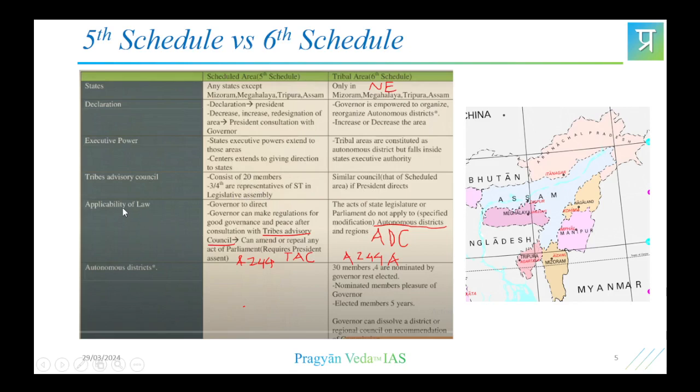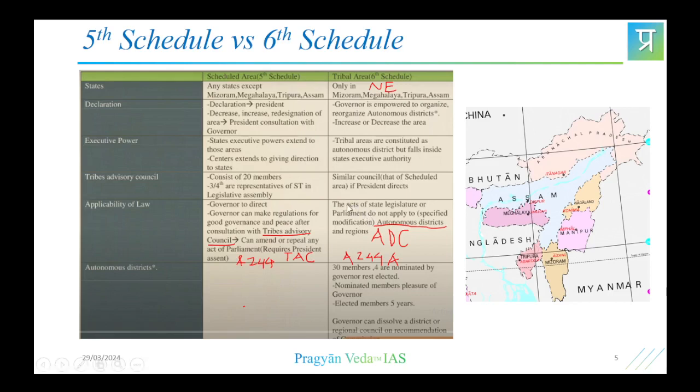And as far as the applicability of any law enacted by the center, how are they acting on these areas? There are some details in that direction also. The governor can make regulations for good governance, but it has to be done in consultation with the Tribal Advisory Council, and the governor is so powerful that he can amend and repeal any kind of acts of Parliament. Of course, that requires the president's assent, right?